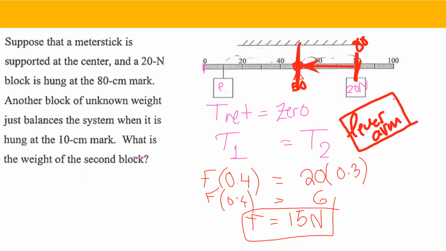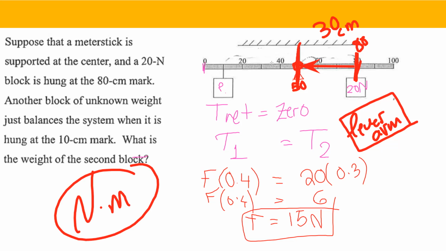80 minus 50 will be 30 centimeter. But since I need to write the torque, and the unit for the torque is Newton per meter, I need to rewrite it in meter. So that's why I write it as 0.3 meter. Okay, thank you. Got it? Yeah.